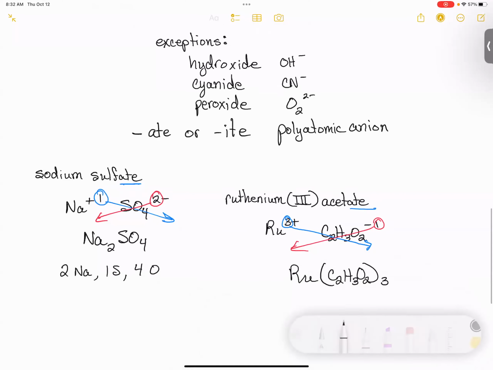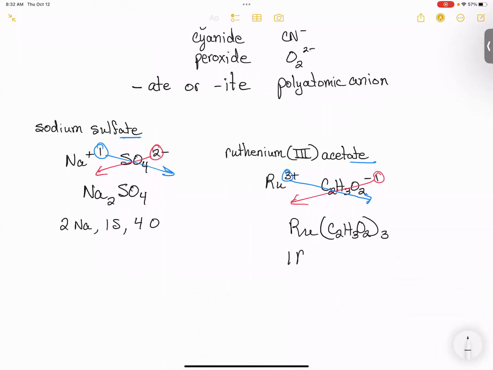Now, folks, with this particular formula, it means that there's 1 ruthenium. And because I have 3 acetates, it means that there's 6 carbons, 9 hydrogens, and 6 oxygens. Again, because I have 3 of this entire unit, that means there had to be 6 carbons, 9 hydrogens, and 6 oxygens. Or in other words, I took the subscript and I multiplied it by each subscript within the parentheses.